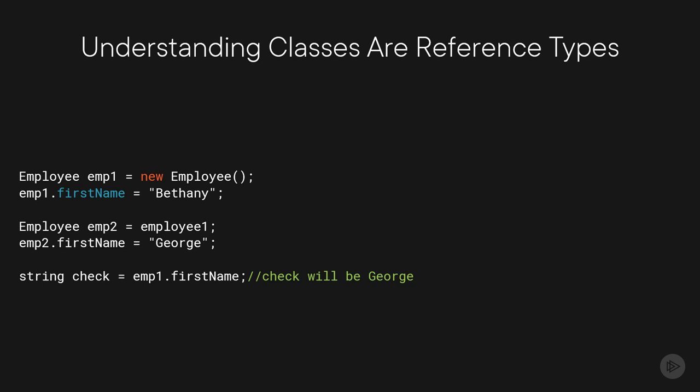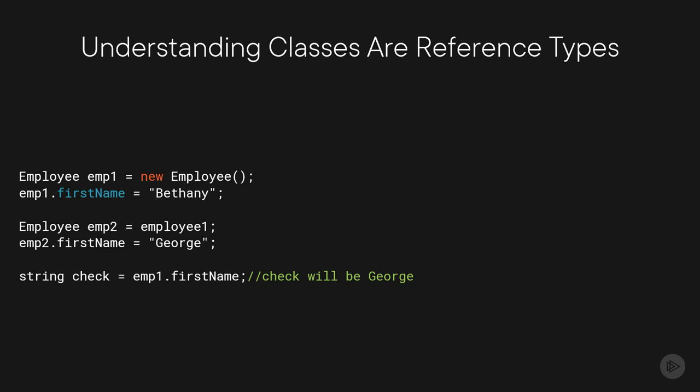Let me prove to you that classes are reference types by means of a small code example, and we'll use our employee again. I'm first creating a new instance, and then I'm setting the name. Employee1 is a variable pointing to an actual object created on the heap. I then create a second variable, employee2, and I set it equal to employee1. At this point, we have two variables pointing to the same object, and that I can prove.